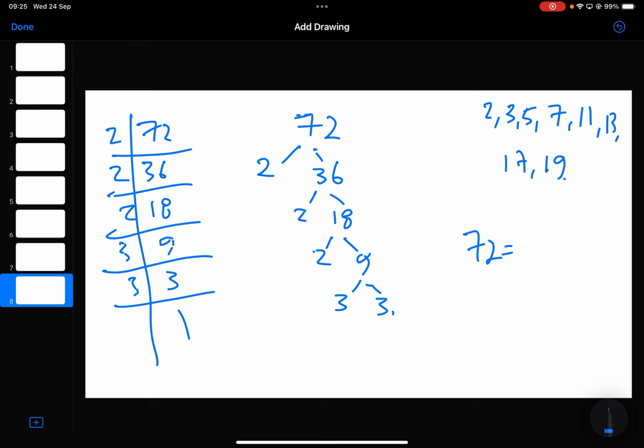72 is equal to 2 times itself 3 times, 1, 2, 3, 3 times. Then multiply by 3 two times. So this is the prime factorized form. 72 is also the same as 2 cubed times 3 squared.